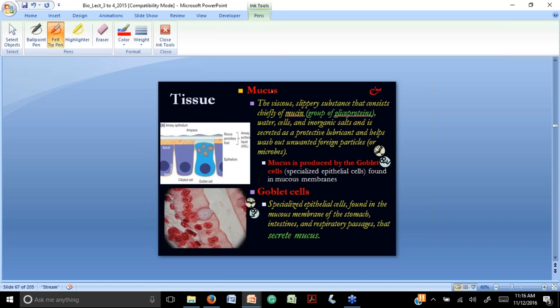And here we are going to see the mucus. What is mucus? Mucus is a secretion that is in this area. Can you see this? I will show you. This is the mucus, this kind of grayish. And here, who produced this? I'm going to make it bigger? No, I cannot.